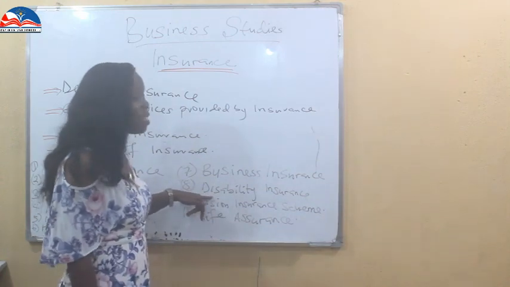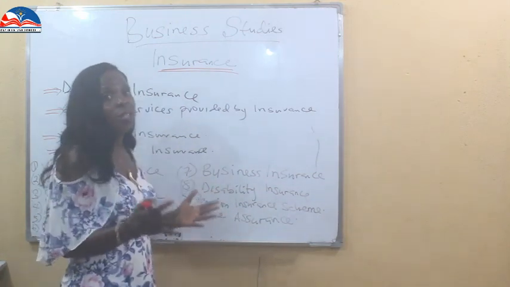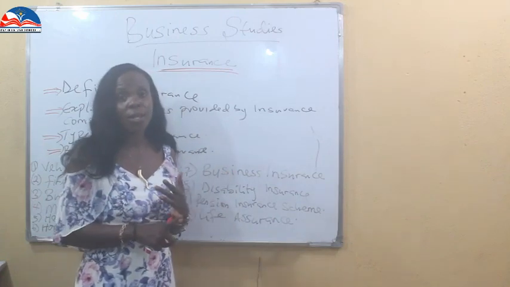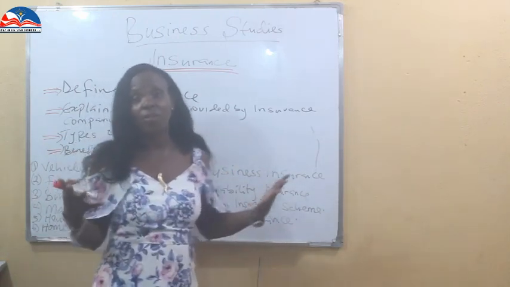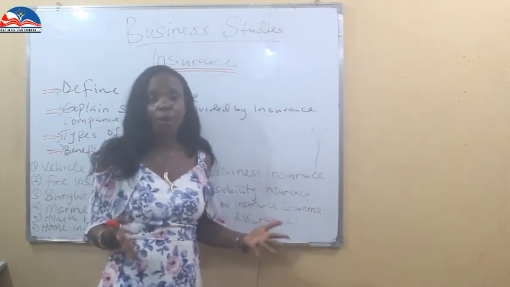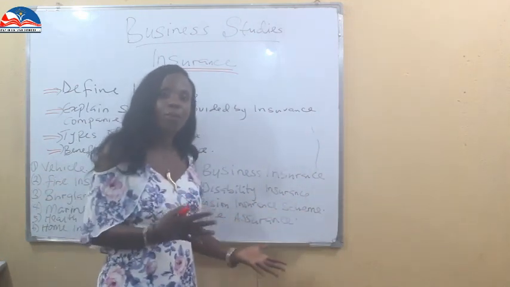Then we have disability insurance. Under this disability, we have two forms: short-term disability and long-term disability. Short-term disability, in case of accident where you are disabled for a short period of time, you are being paid for.